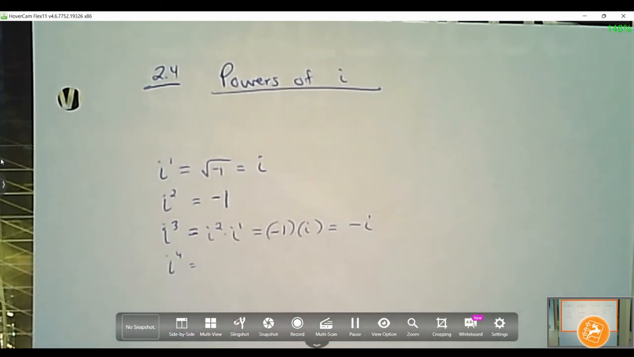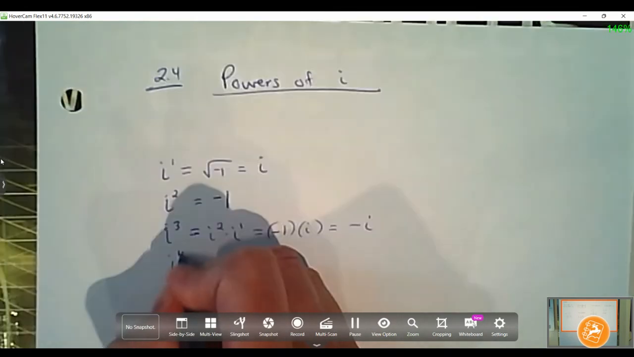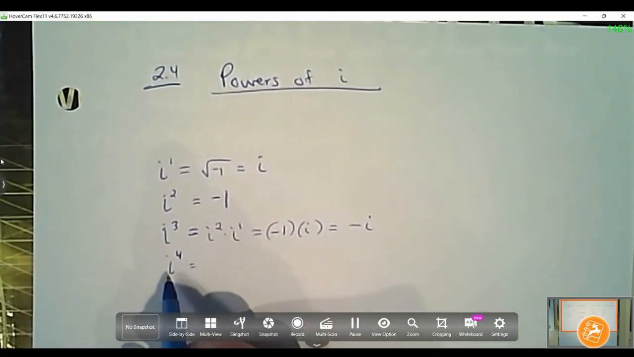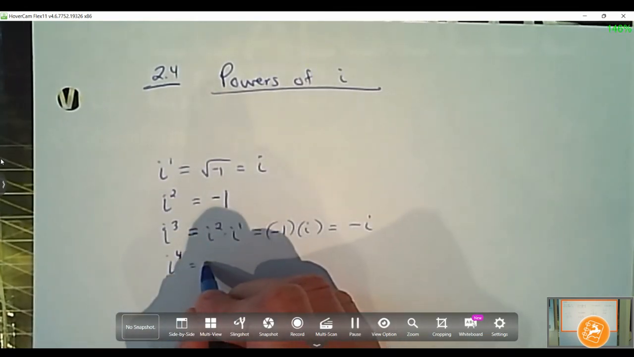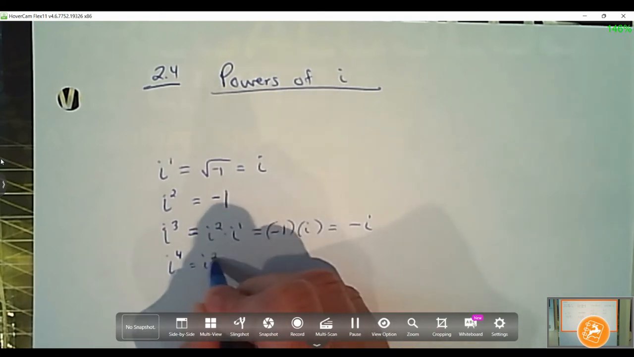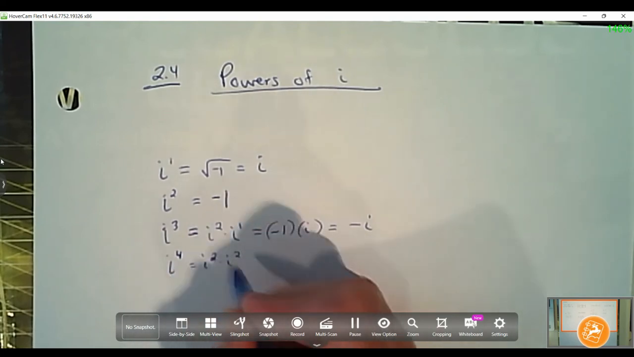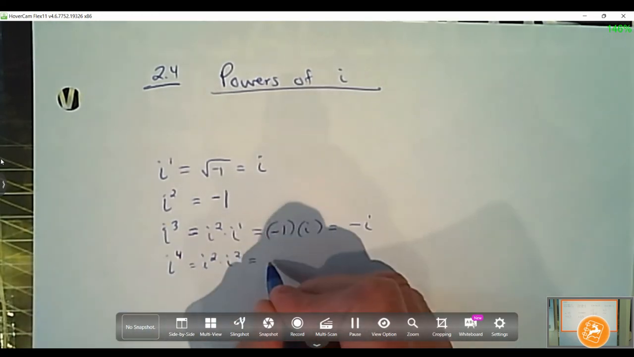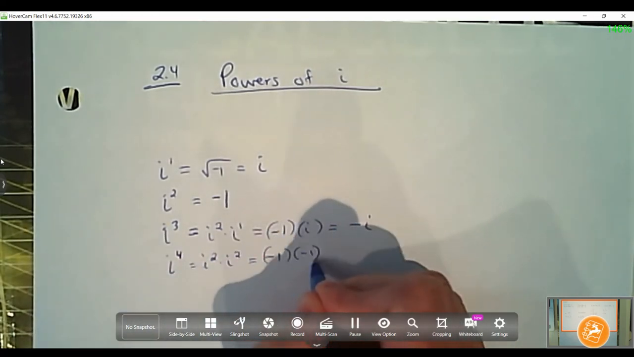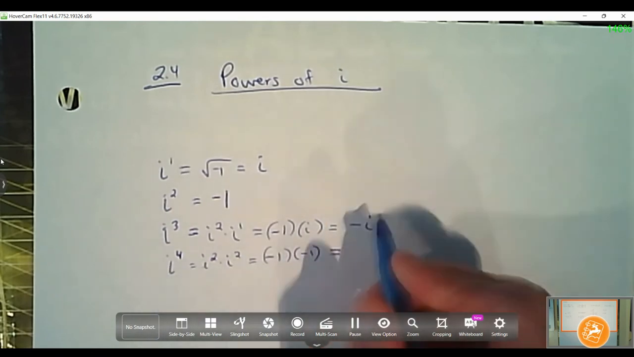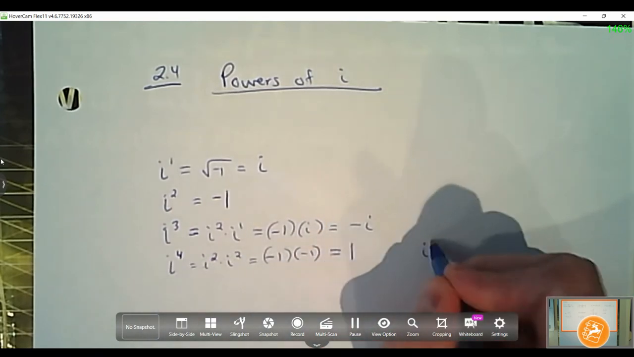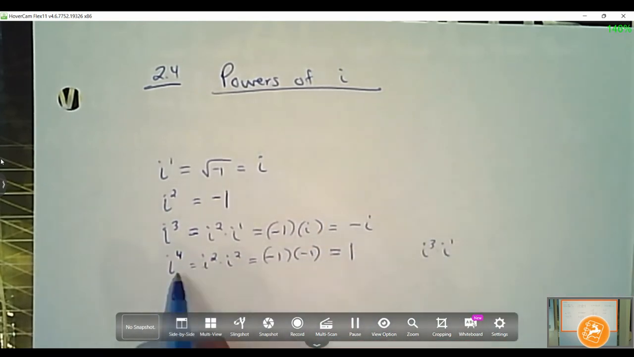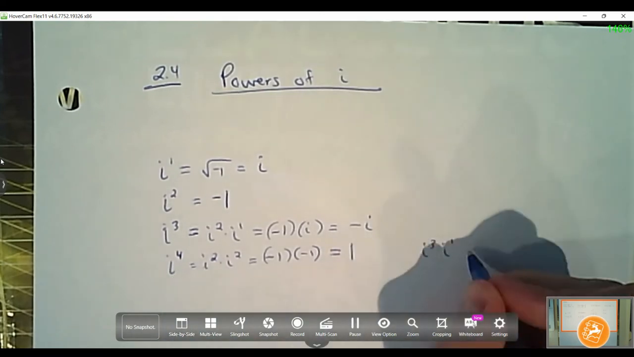Now for i to the fourth, again, there's lots of ways to break this down. We know this is i times i times i times i. You could also do it as i to the second times i to the second, if that's all right. Okay, so i to the second times i to the second, we know that makes i to the fourth. And the reason I like this one is because that would be -1 times -1, because each i squared is -1. That gives us +1. We absolutely could have broken down i to the fourth as i to the third times i.